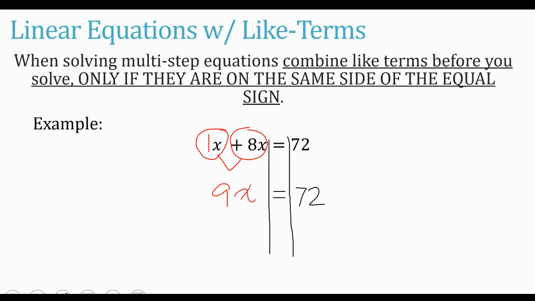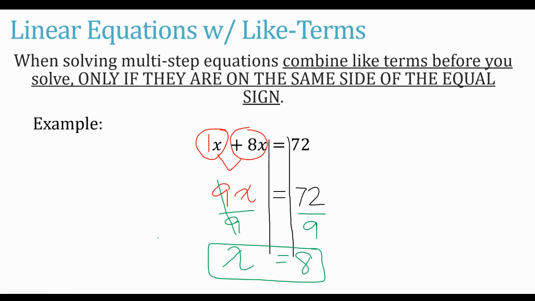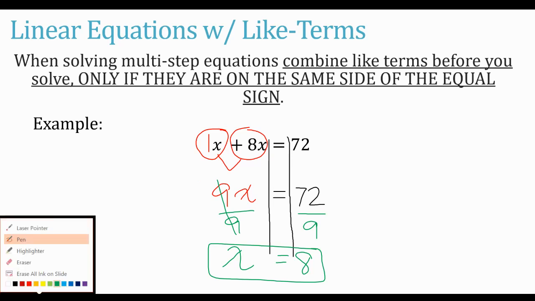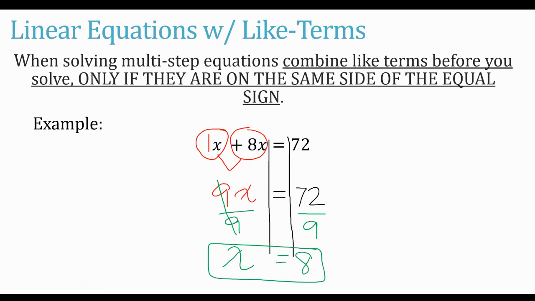Now the last step here, get x by itself, divide by 9. So that cancels. x equals 72 divided by 9 gives us 8. So this is our answer, x equals 8. We have to combine our like terms as long as they're on the same side and then solve it using inverse operations.